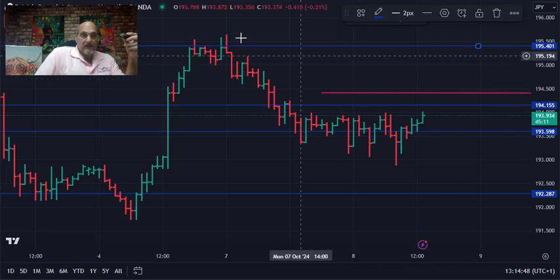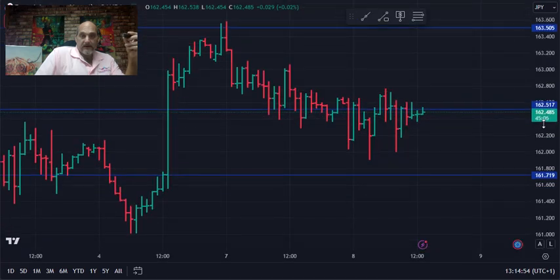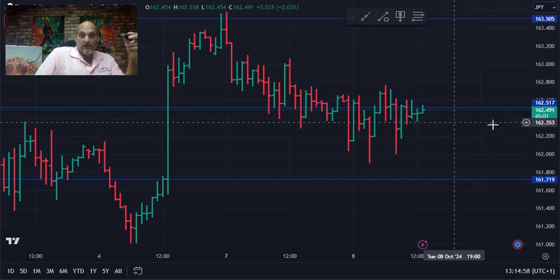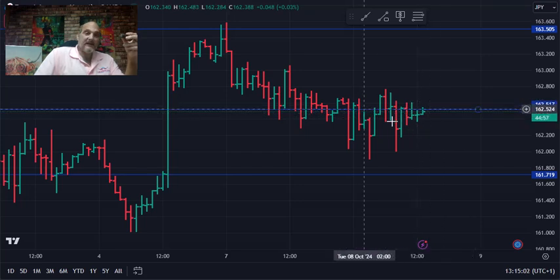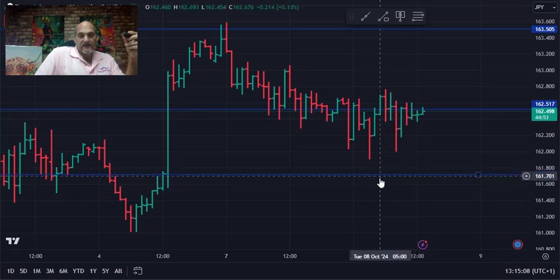So let's go on over to euro yen. All right, we've got slight resistance in euro yen right here at 162.52. It's just playing around with it. It's broken a couple of times. Main support is 161.72.